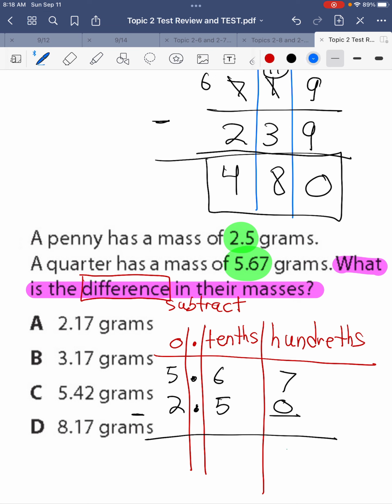7 minus 0 is 7. 6 minus 5 is 1. Drop my decimal. 5 minus 2 is 3. So my answer is 3.17.